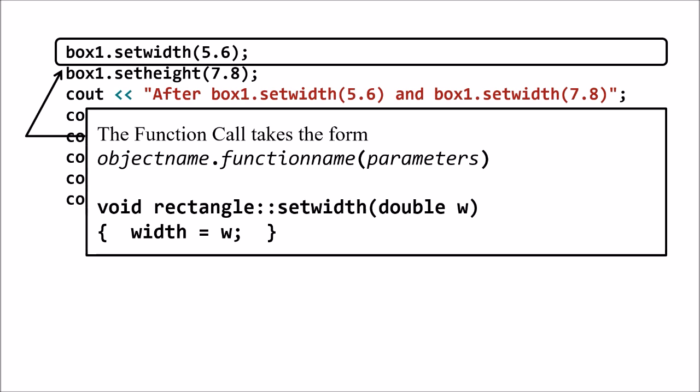So the function call is executed, the value 5.6 is assigned to the local variable w inside the function, and that value for w is assigned to the width data member of the object box 1. So when this is completed, box 1 dot width will have a value of 5.6.